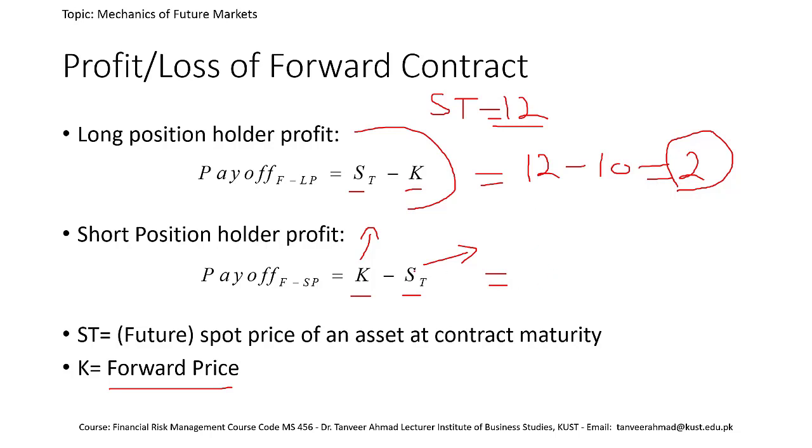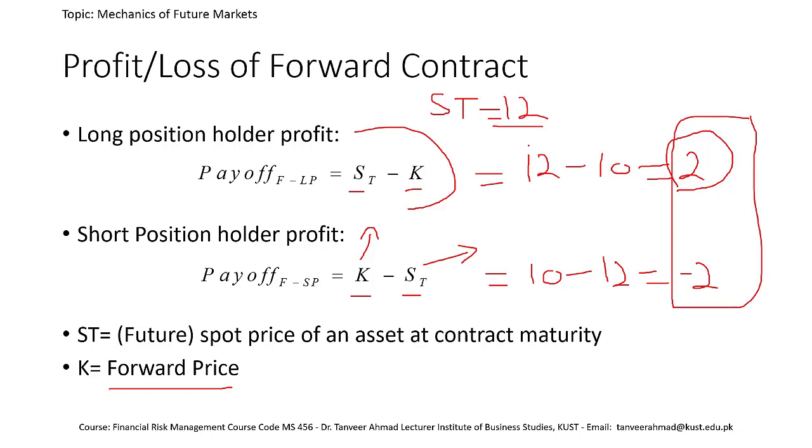Similarly, what is the loss or profit of the short position holder? It is 10, which is K, minus ST, and that would be minus 2. They would always be exactly opposite of one another. So the profit of one party would be the loss of the other party. This is what we call a zero-sum game. So this is how we calculate the profit and loss of a forward contract.